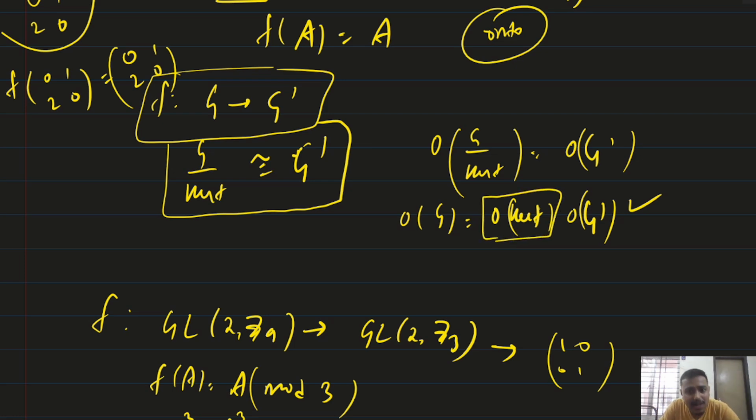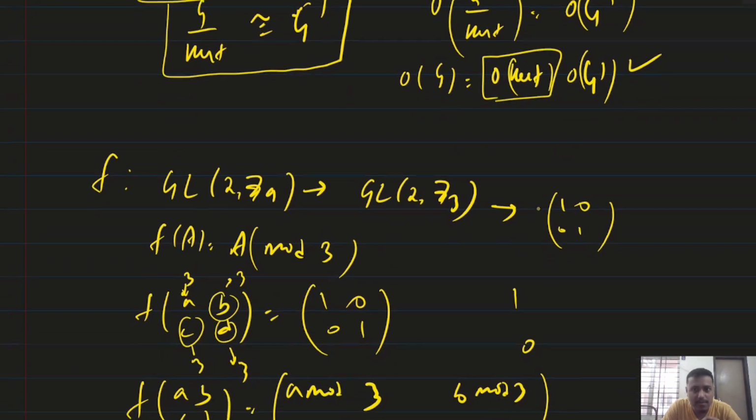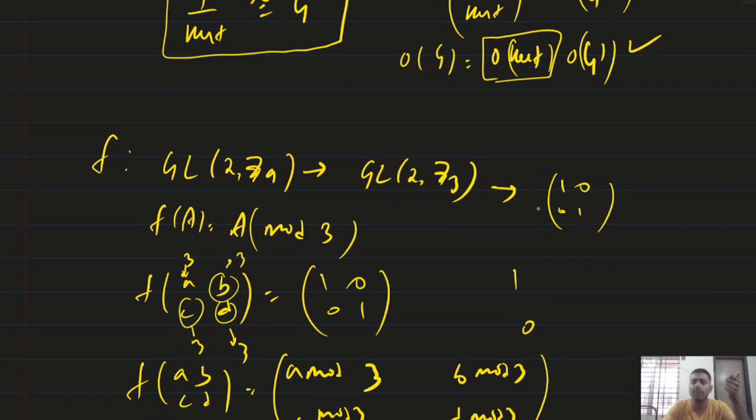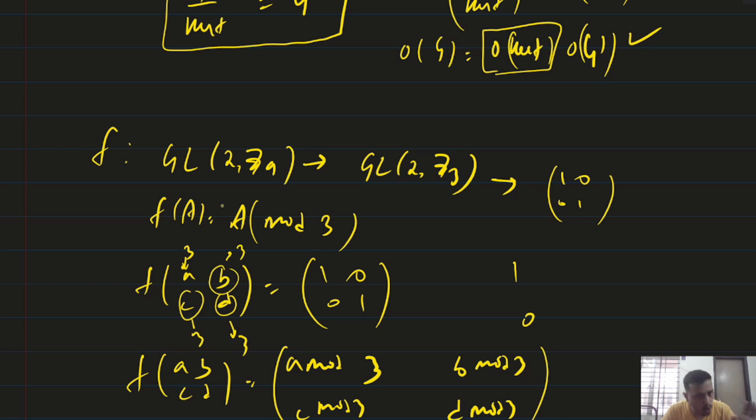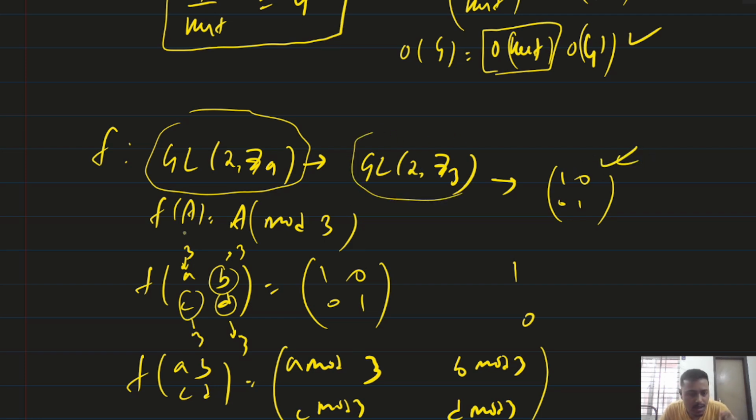So now how to find the number of elements in the kernel of f? You just think about the definition of kernel of f. What is the definition? All the elements in the domain, all the matrices in the domain which are mapped to the identity matrix in the codomain. I mean, the identity element. What is the identity element in the codomain? The identity matrix only.